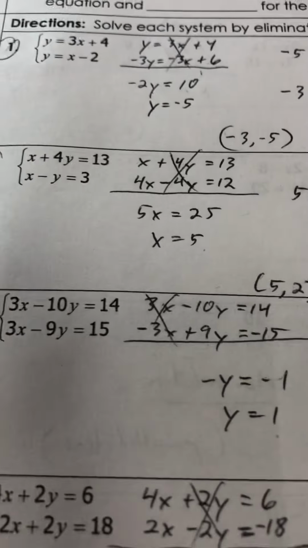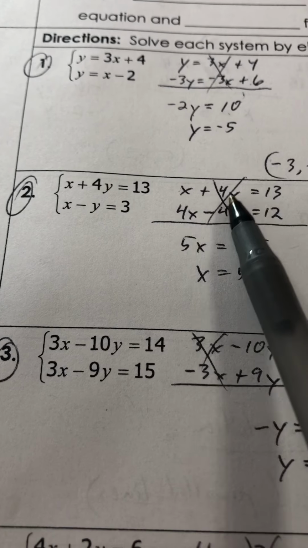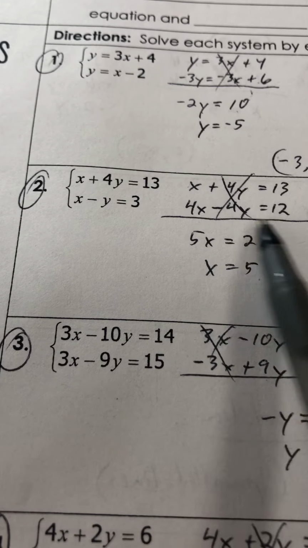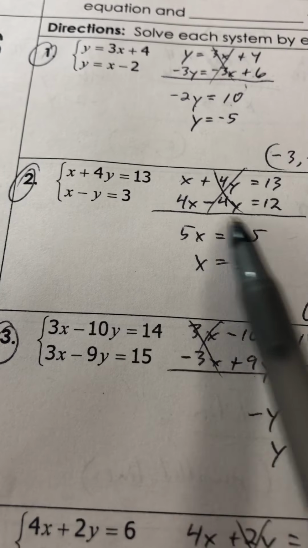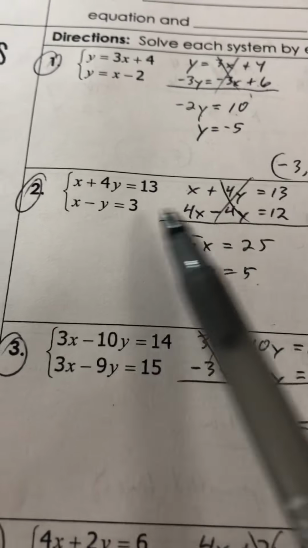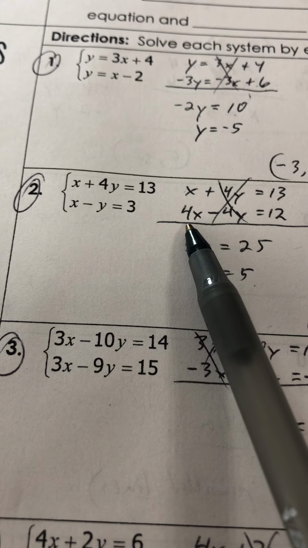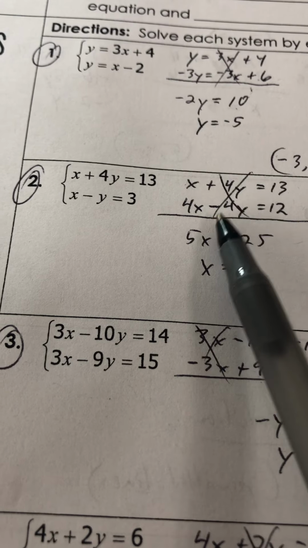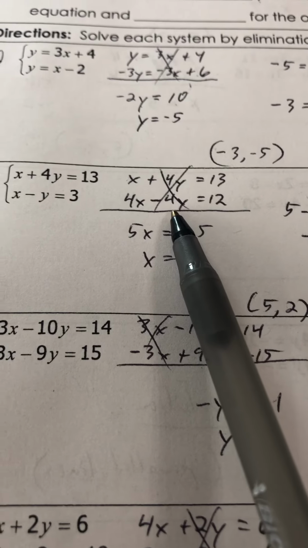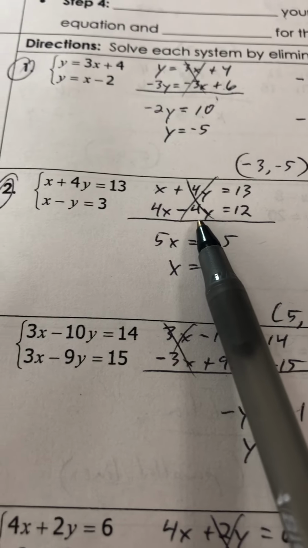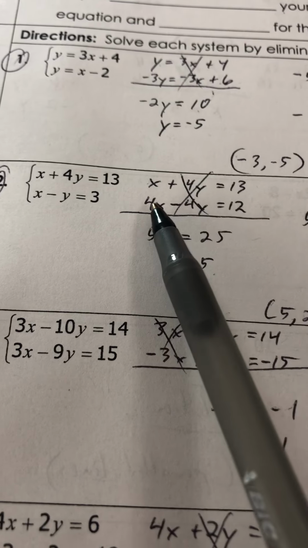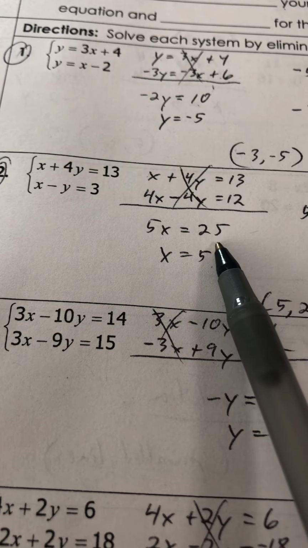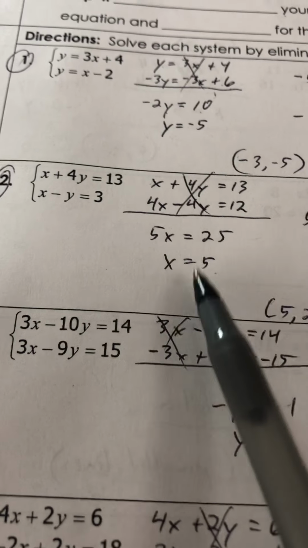That's my solution. For number 2, you can see that I multiplied each term of this second linear equation in standard form by 4 so that I have a positive 4y and a negative 4y. They would eliminate each other. That's why it's called the elimination method. So I have 4 plus 1x, which is 5x, and this equals 25. So 25 divided by 5, x equals 5.